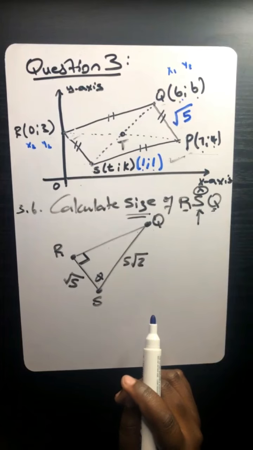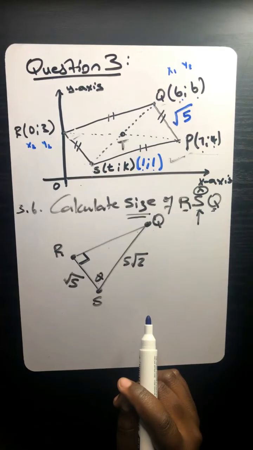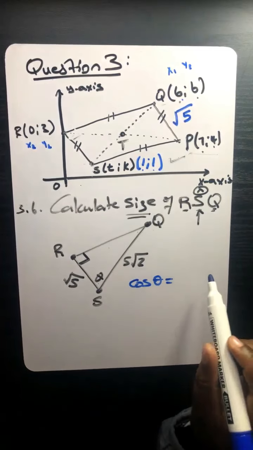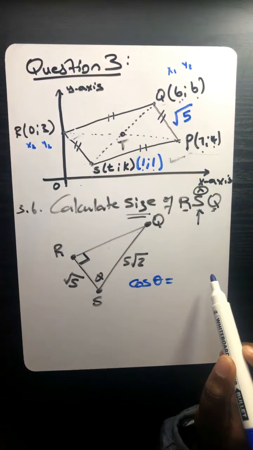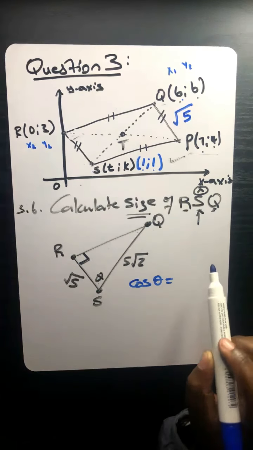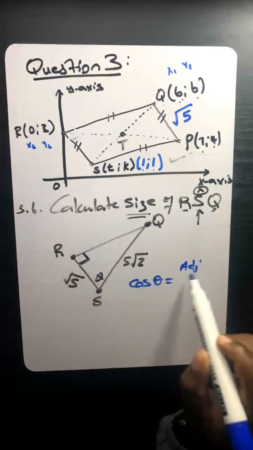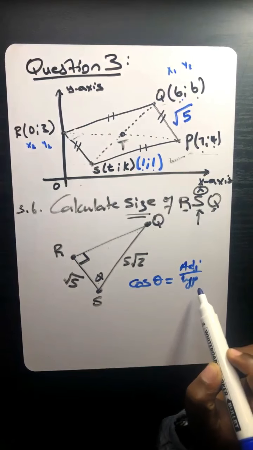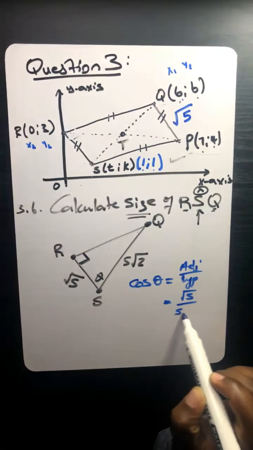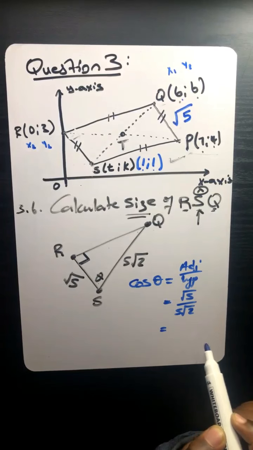Sir, can I give it a try? Give it a try. So I think the trig ratio we'll use is cos. Tell me what to write. Cos angle. What are we having there? Square root of 5. In terms of the ratios, what are we having? It's adjacent over hypotenuse. So that means square root of 5 over 5 square root of, what is it, 2.